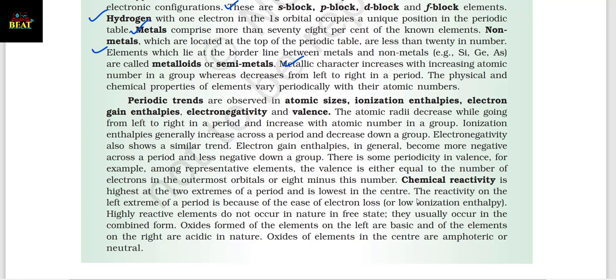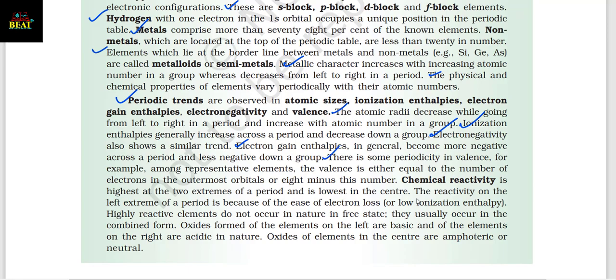Metallic character increases with increasing atomic number in a group, whereas it decreases from left to right in a period. The physical and chemical properties of elements vary periodically with their atomic numbers. Periodic trends are observed in atomic sizes, ionization enthalpies, electron gain enthalpies, electronegativity, and valence. The atomic radii decrease while going from left to right in a period and increase with atomic number in a group. Ionization enthalpies generally increase across a period and decrease down a group. Electronegativity also shows a similar trend. Electron gain enthalpies in general become more negative across a period and less negative down a group.